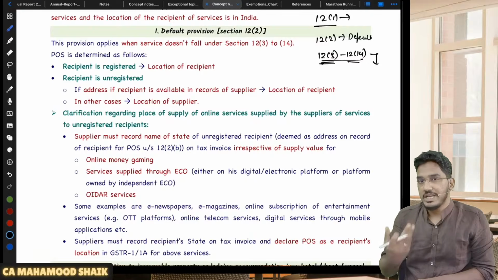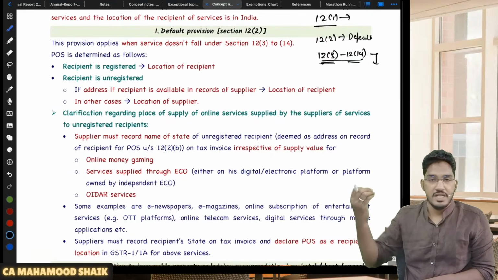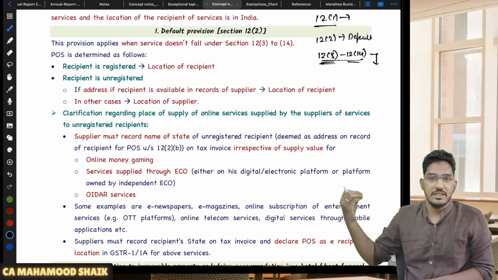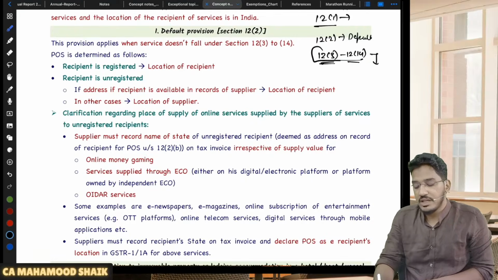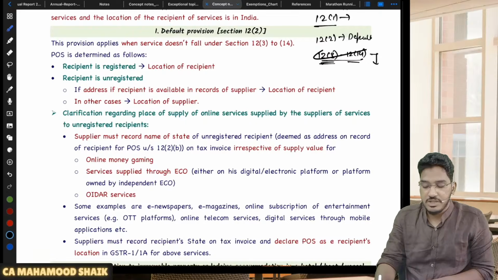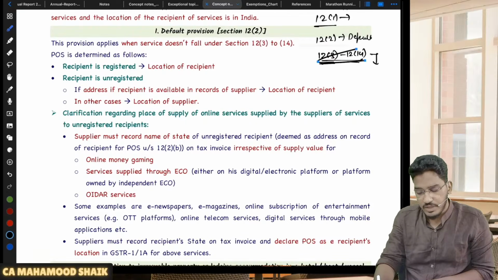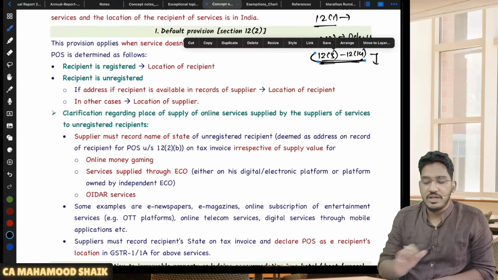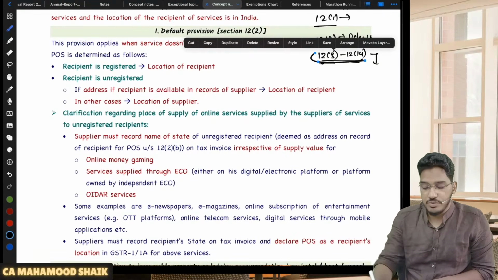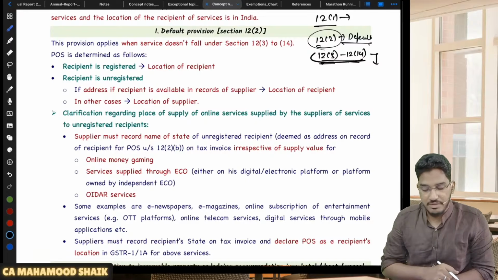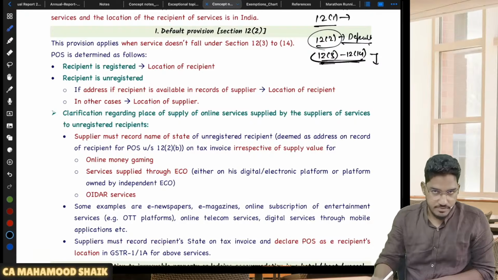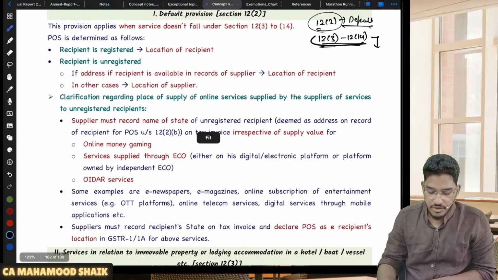If you are providing insurance services, we have a dedicated subsection. You have to follow that dedicated subsection to determine the place of supply. If you are making some supply of service which is not covered anywhere from 12 subsection 3 to 12 subsection 14, then you have to come to the default provision, 12 subsection 2. So what is that default? First we will have a look at it. Sir, what is that default provision, sir?